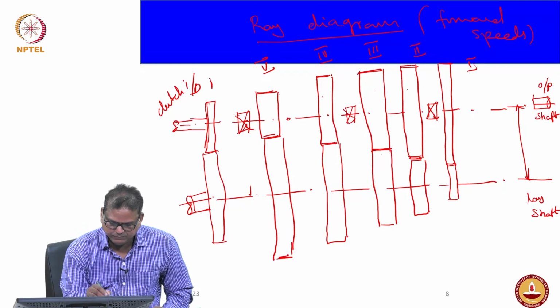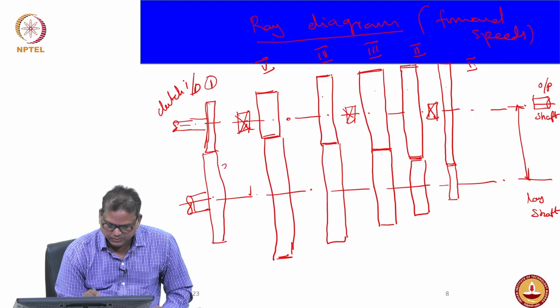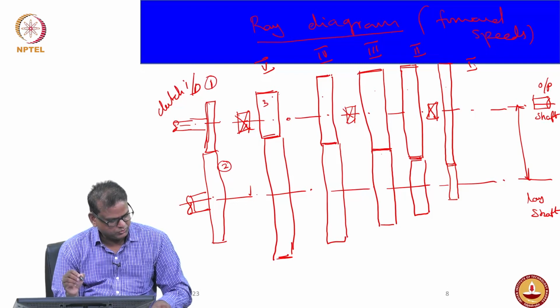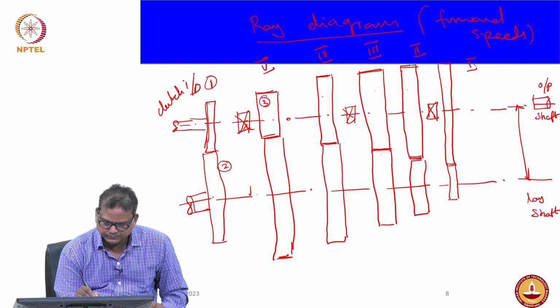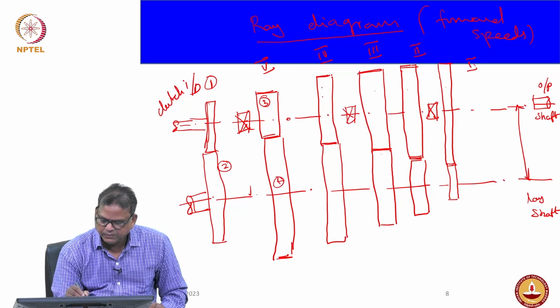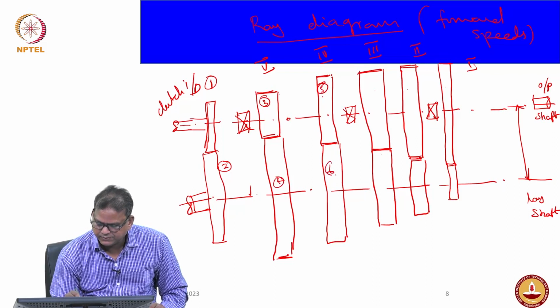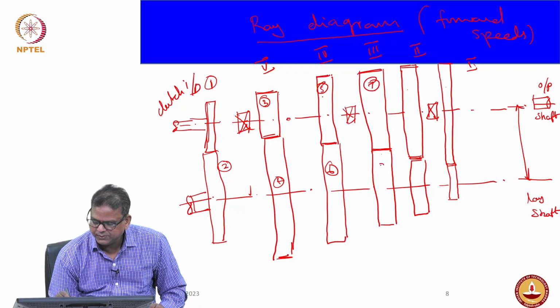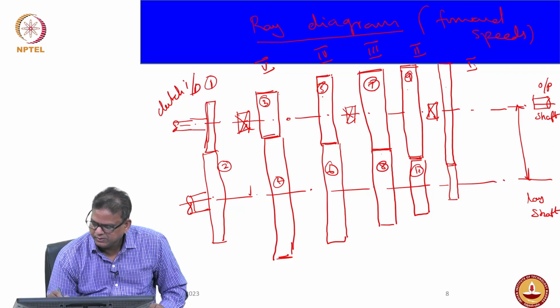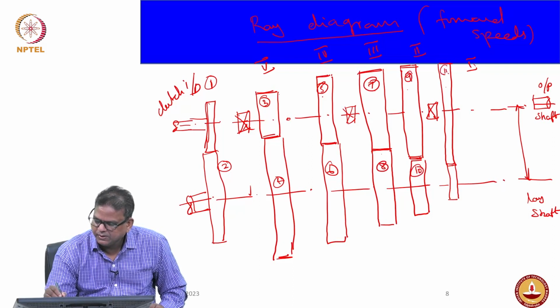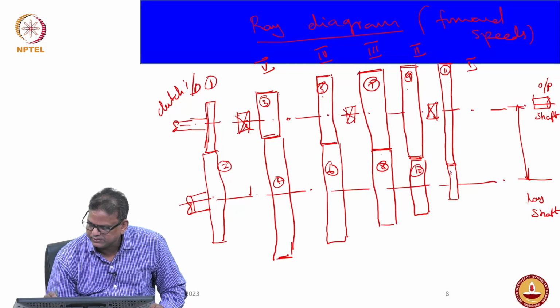You can have 1, 2, 3, 4, 5, 6, 7, 8, 9, 10, 11 and 12. Okay, this is your 12.